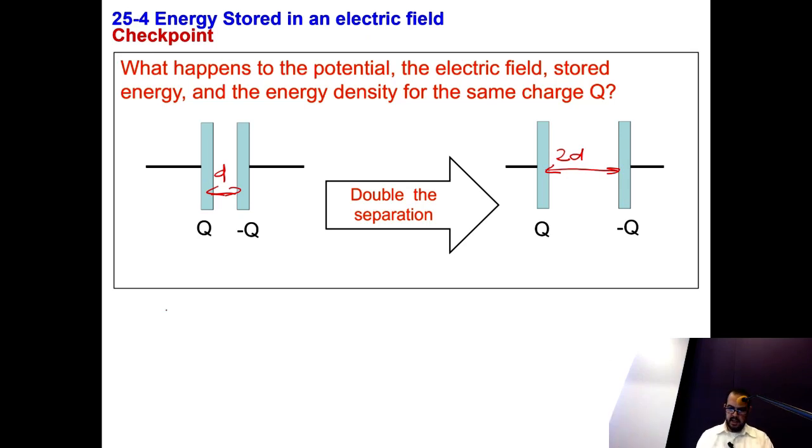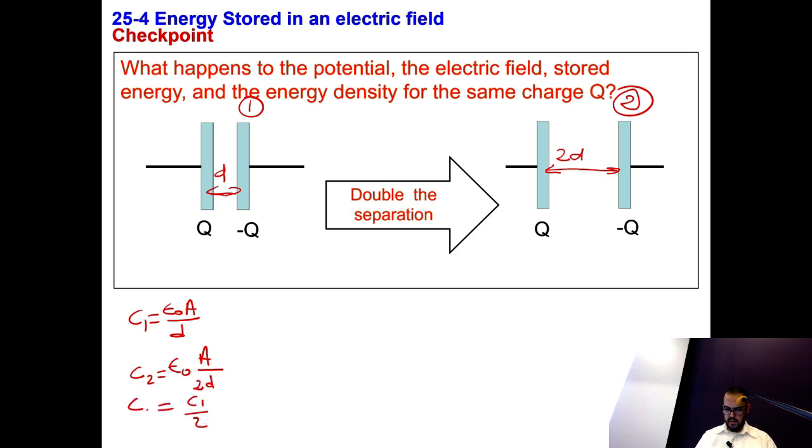First of all, let's call this capacitor 1 and this capacitor 2. So what's C1? C1 is epsilon 0 A over D. What is C2? C2 is epsilon 0, the area is the same, divided by the distance, which is now 2D. So this is equal to C1 over 2. So clearly the capacitance decreases. That's the first step.